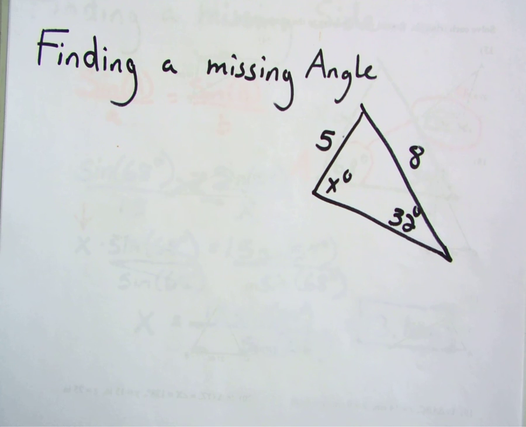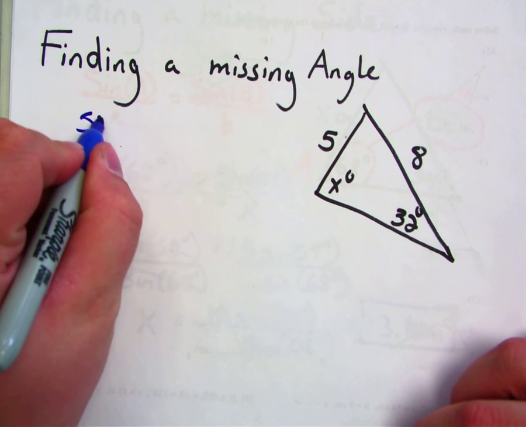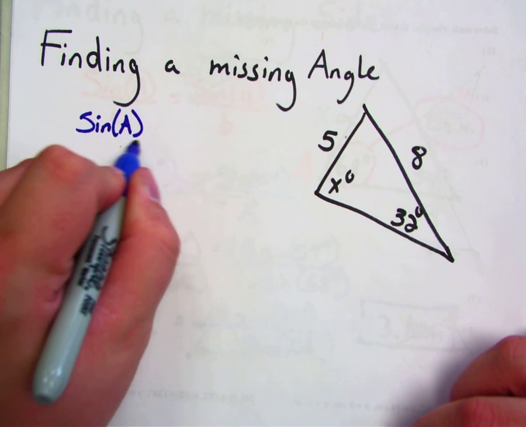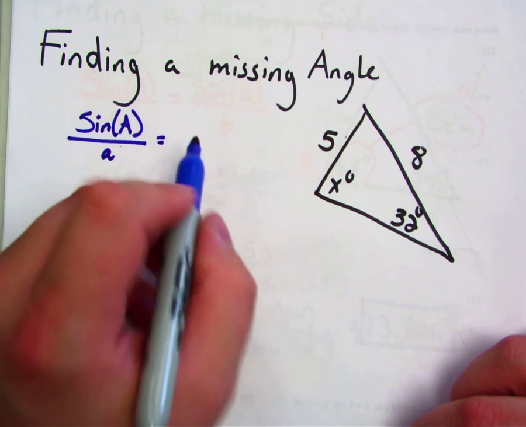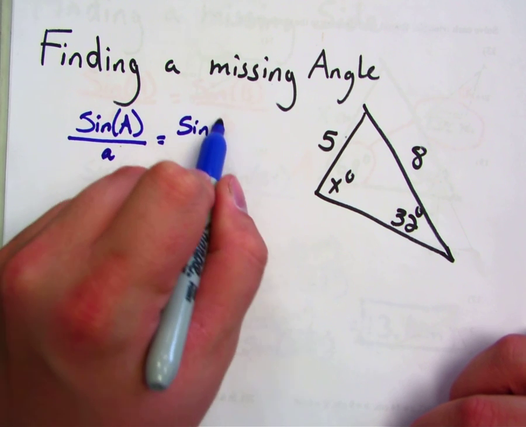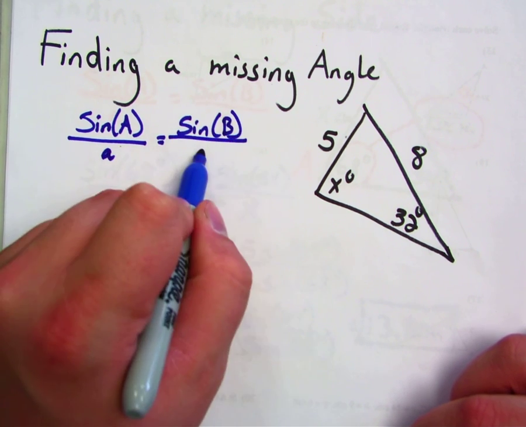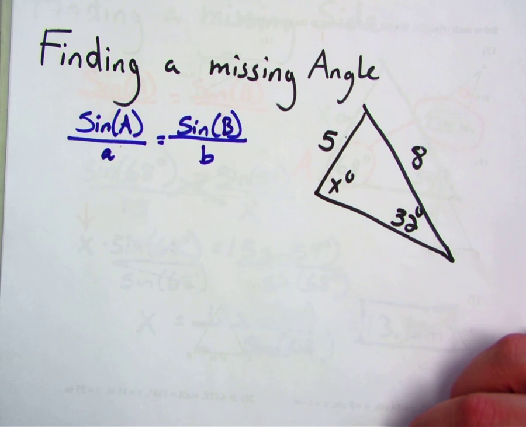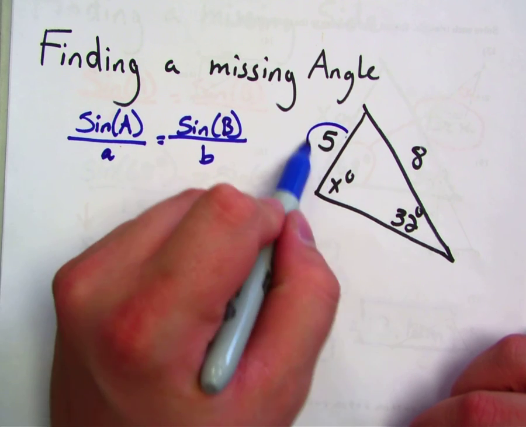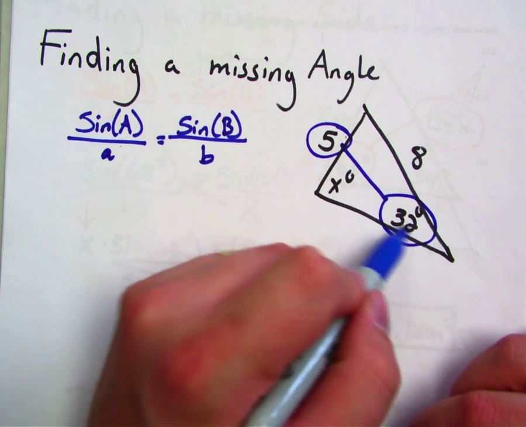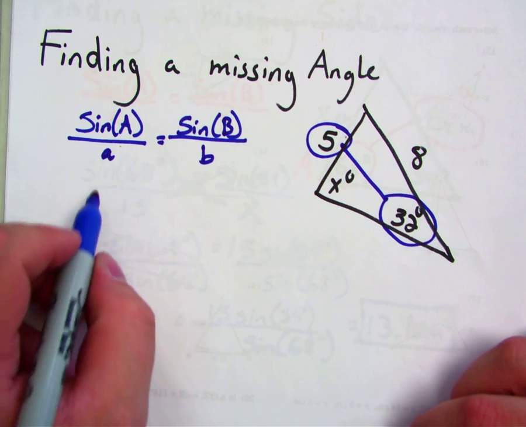We're going to start with the law of sines. And again, I'm just going to write it out. You don't have to do this every time, but I find it helpful just as a reminder. So the sine of A over A equals the sine of B over B. Look for your pair of sides that you know, or your side and your angle pair that you know. That's going to be A.